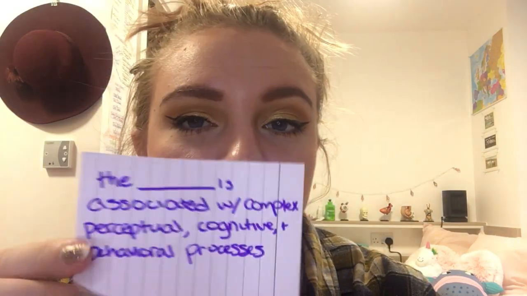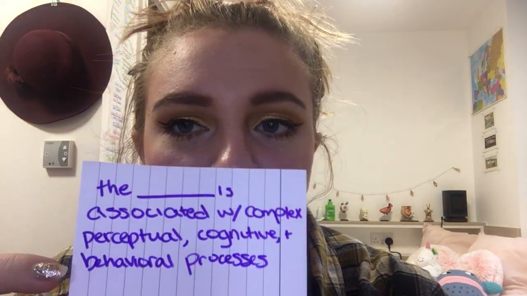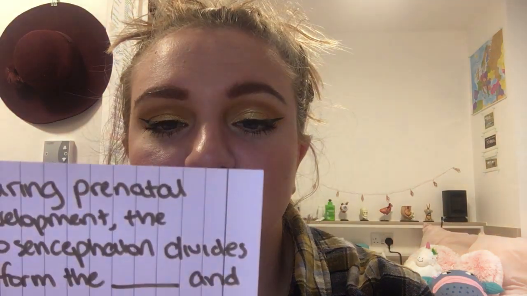The blank is associated with complex perceptual, cognitive, and behavioral processes. So once again, this is something we've talked about, but asked a different way. So that is the forebrain. During prenatal development, the prosencephalon divides to form the blank and the blank. Prosencephalon, what does that turn into? That's the telencephalon and the diencephalon.